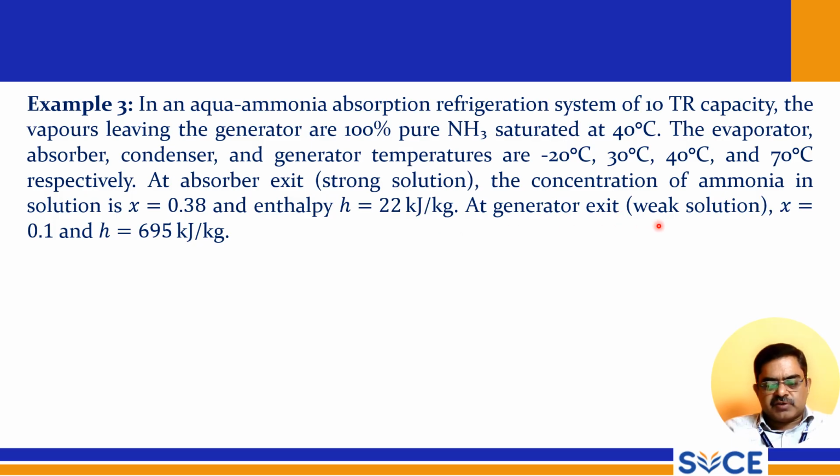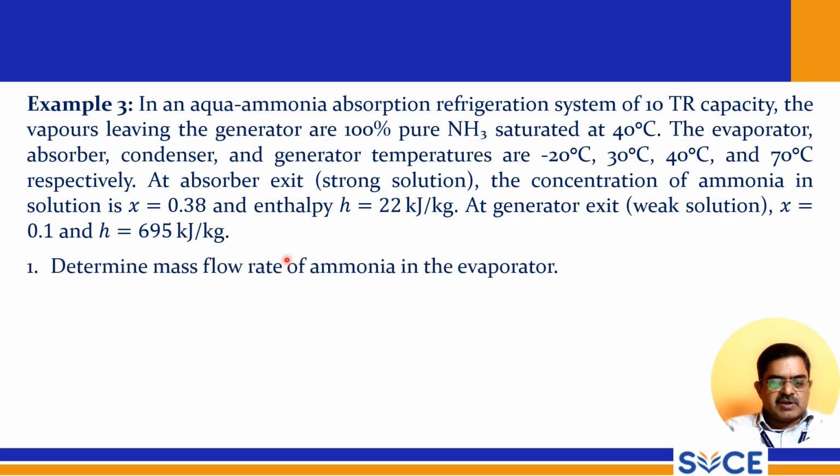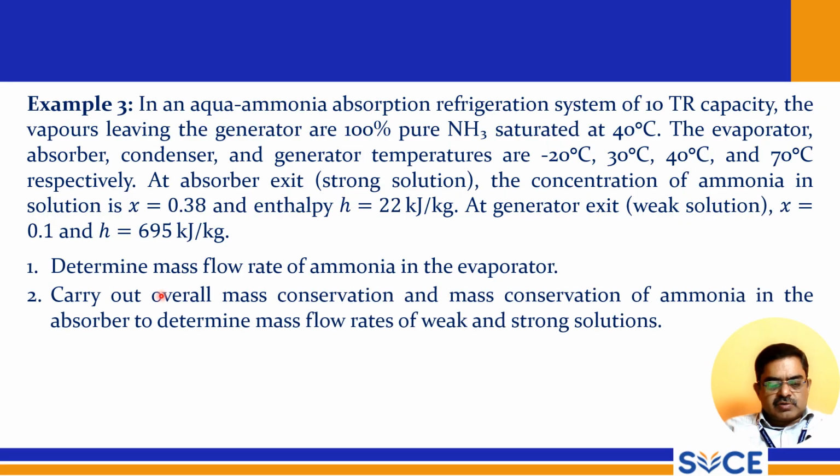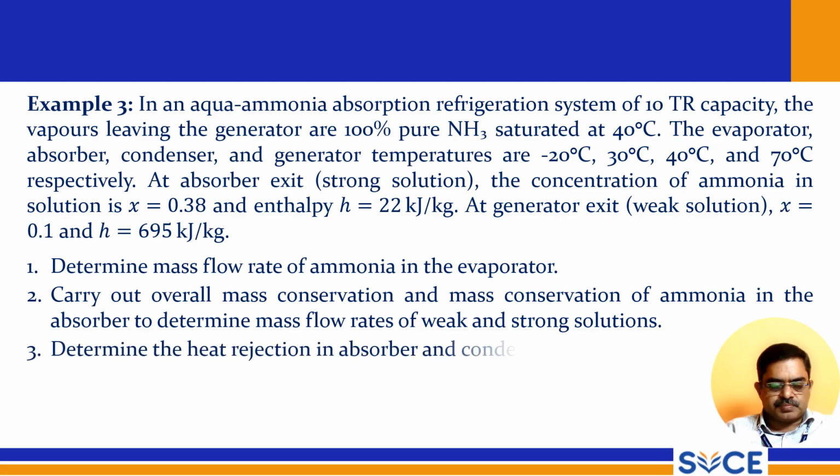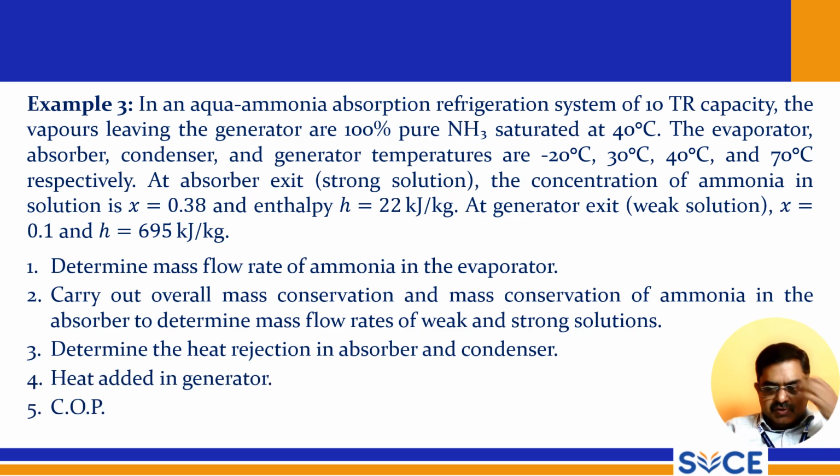At generator exit weak solution, X equal to 1 and H equal to 695 kilojoules per kg. Now we have to determine the mass flow rate of ammonia in the evaporator. So carry out overall mass conservation and mass conservation of ammonia in the absorber to determine mass flow rates of weak and strong solutions. Then determine the heat rejection in absorber and condenser, the heat added in generator, and COP. So this much we have to find from this problem.